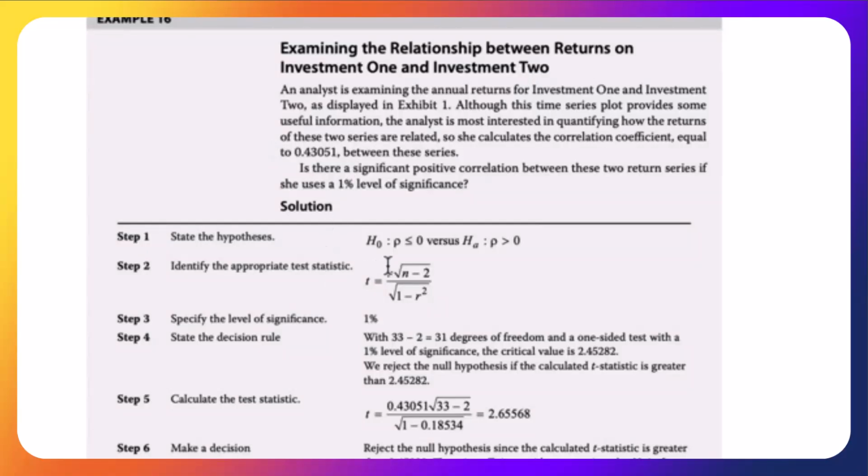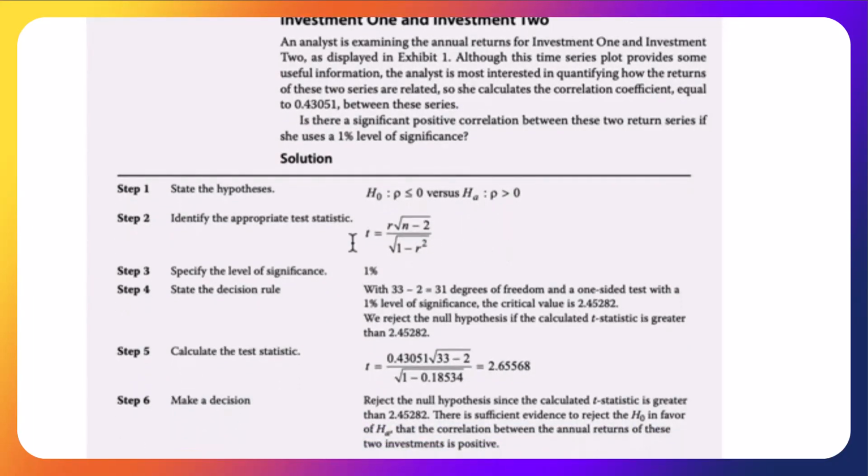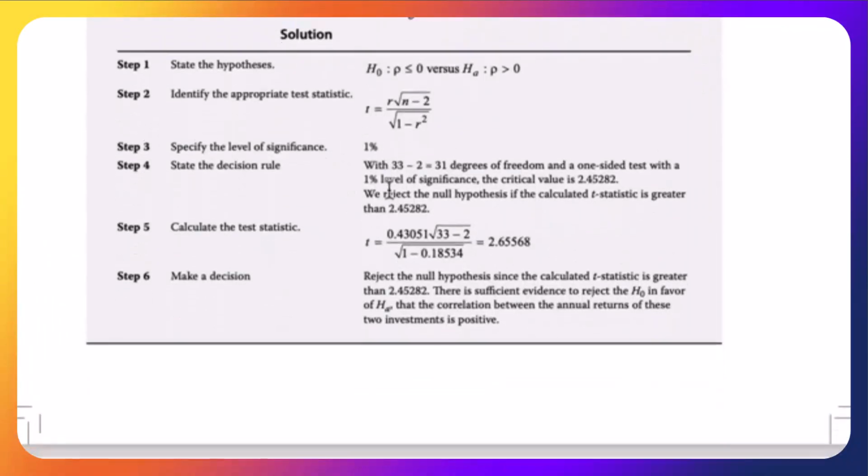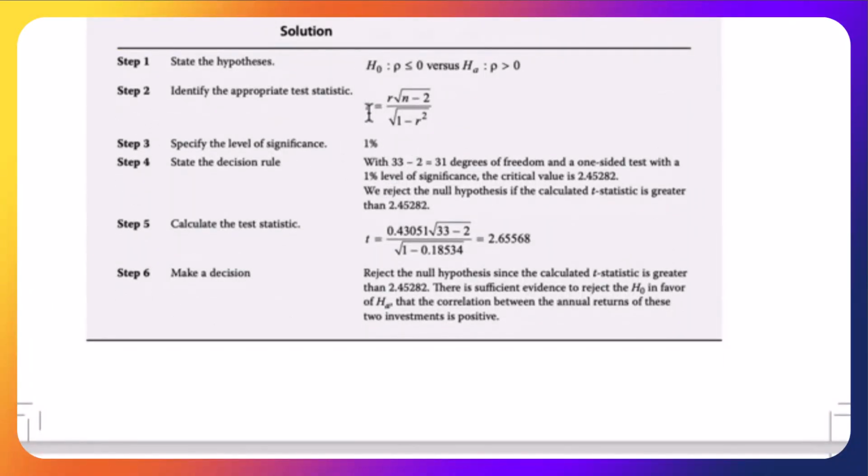Let's see what we have. State the hypotheses. Correlation is less than or equal to 0 versus greater than 0. Our test statistic is a t-statistic, r multiplied by the square root of the degrees of freedom divided by the root of 1 minus r squared. Significance level is 1%. This statistic is distributed with n minus 2 degrees of freedom. There were 33 periods, so there's 31 degrees of freedom.